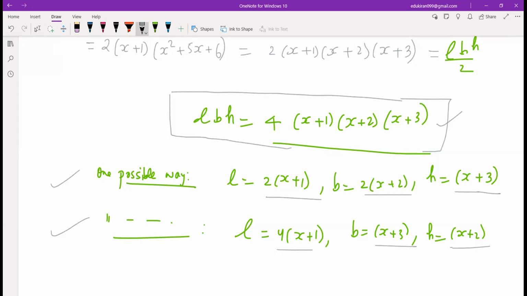So isn't B equal to x plus 2? No, we have distributed 4 as 2 into 2, right? So one 2 is here, the other 2 is here. Now we have to manage that 4 also.